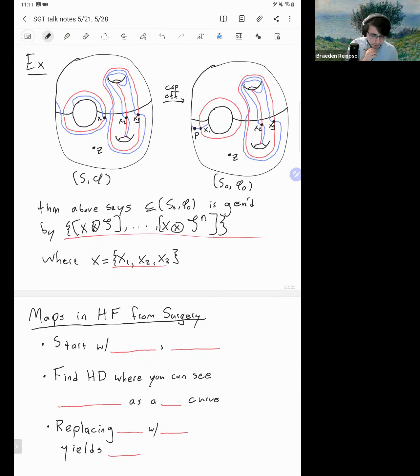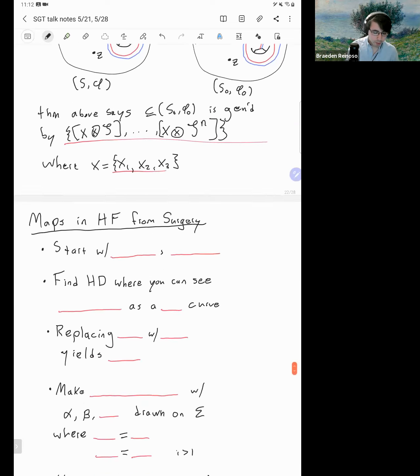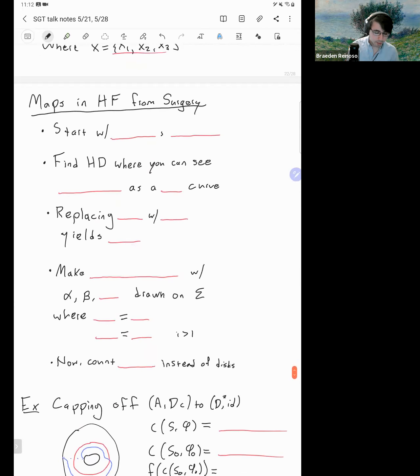So the next thing that we need to do is understand how to use this twisted contact class. In particular, we'll be understanding this twisted contact class and how it is carried through the capping off procedure. From the capping off procedure, you get some map in Heegaard-Floer homology, and it fits into a broader framework of maps in Heegaard-Floer homology that come from surgery along some knot. So let's just briefly describe how this works.